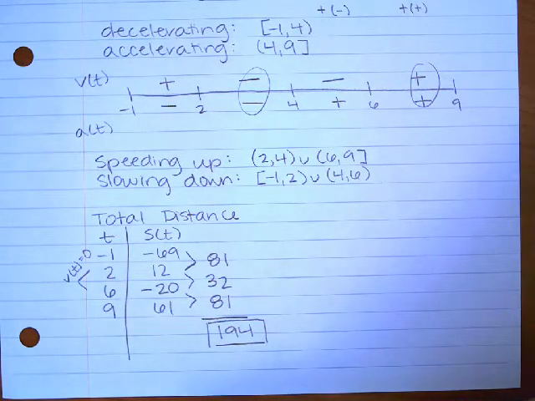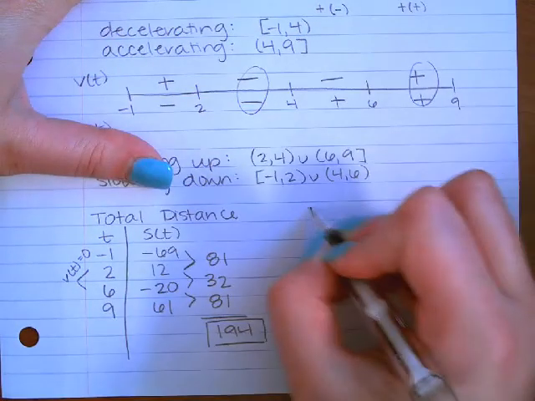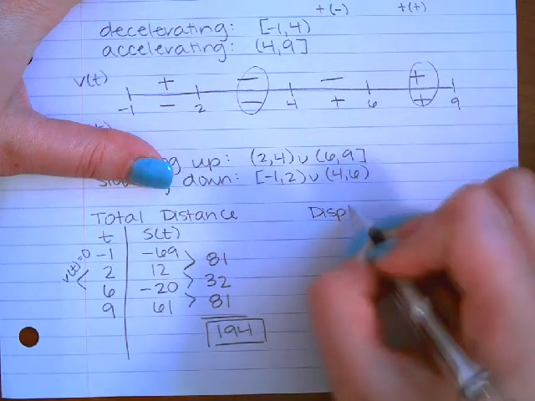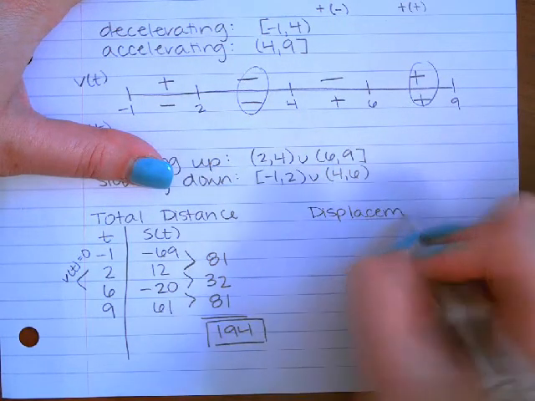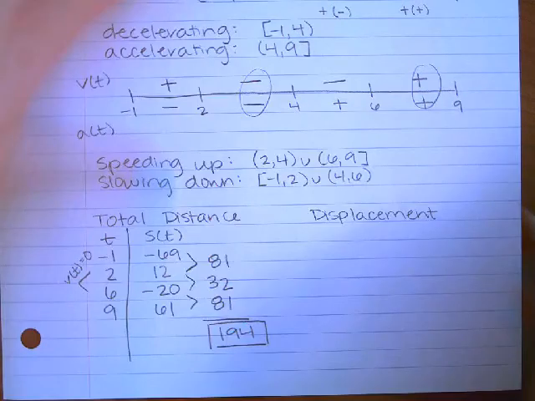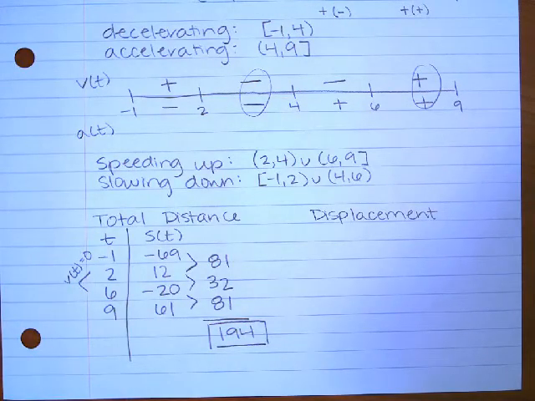Now, the displacement is talking about something different. It's still a distance, but it just talks about how far you are from where you started. So total distance is how far you went. That's like you've got the odometer on your car telling you how many miles you've driven. Displacement is saying, oh, if I drive to work, I'm this many miles from home. That's how far from home I am.